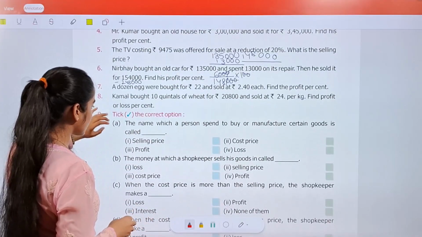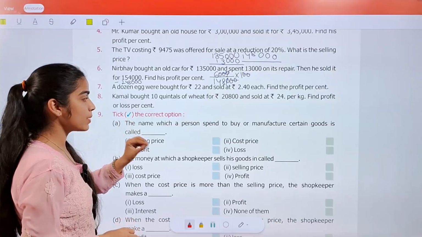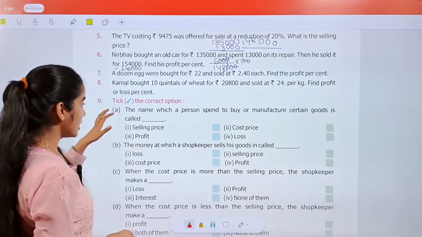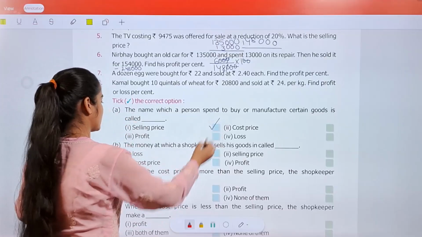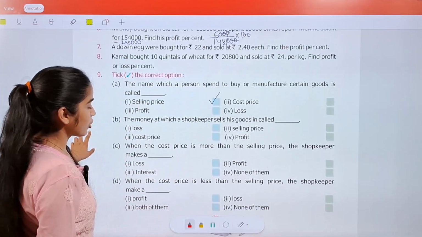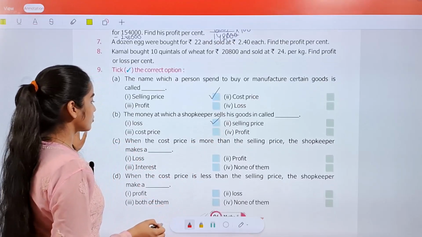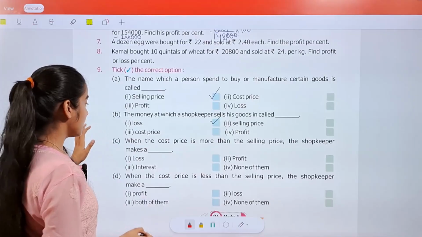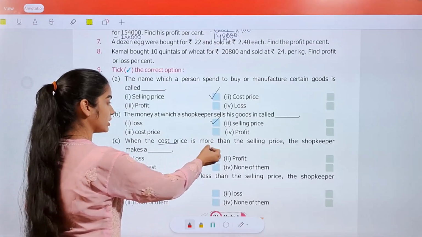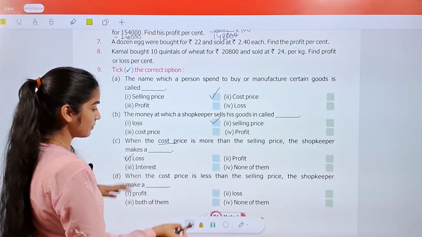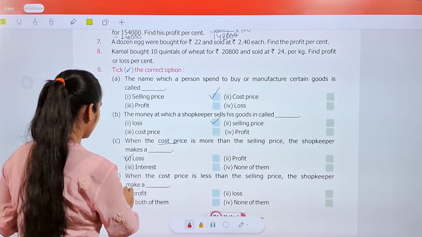Next, take the correct option. The money which a person spends to buy or manufacture certain goods is called a selling price, profit, or cost price. The cost price. The money at which a shopkeeper sells his goods is called the selling price. When the cost price is more than the selling price, it is a loss. When the cost price is less than the selling price, then it is a profit.